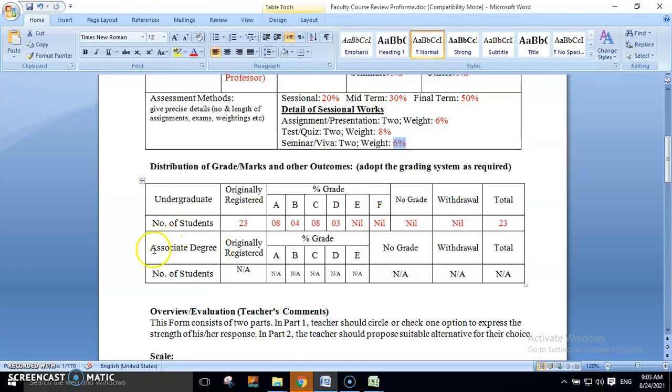Associate degree. So in our college we don't have associate degree, so I have kept it blank. So I have amended this form here. In the original form it was written undergraduate and postgraduate or graduate. So this is a new form. So I have customized this form according to my own needs.